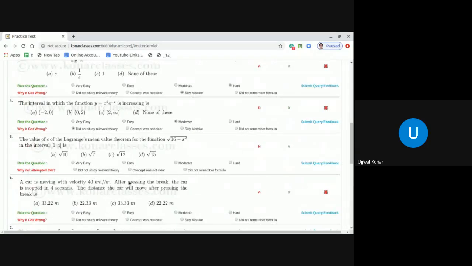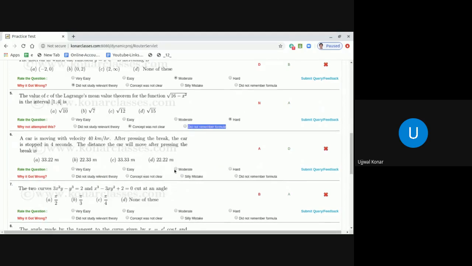Question number 5, remember, we didn't attempt it, right? So first it is asking, read the question. Suppose I say hard. And then it is asking, why not attempted this? For other questions, it is asking why it went wrong, because I attempted and it went wrong. But in question number 5, I didn't attempt. So it is asking, why not attempted this? When a student doesn't attempt a question, there are three reasons: either did not study relevant theory, or concept was not clear, or did not remember formula. Suppose in this case, concept was not clear.